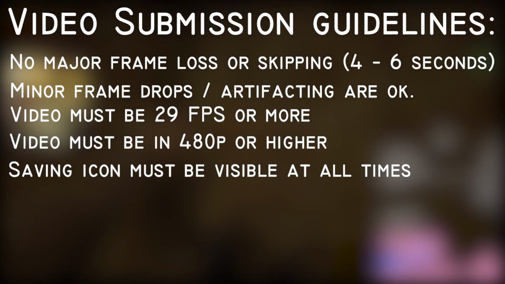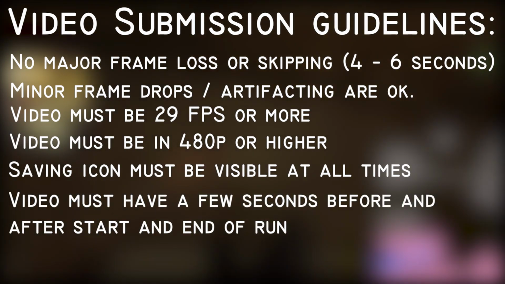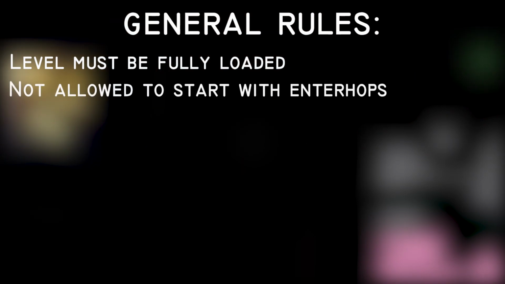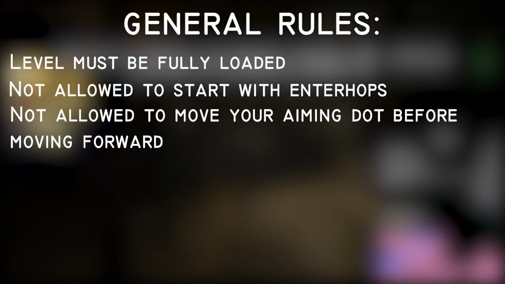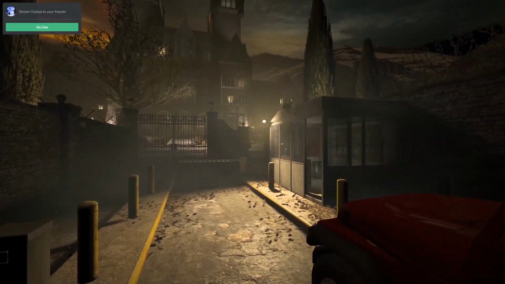The Xene category is an exception to this because the game has no saves, but the run also must capture a few seconds before the first frame of movements and a few seconds after player loss of control to ensure proper retiming. General gameplay. The level must be fully loaded at the start of the run, and you are not allowed to start your run with enter hops. You are also not allowed to move your aiming dot before you move forward in the run. An example of this would be bumping the mouse or facing the gate before you hit the W key.